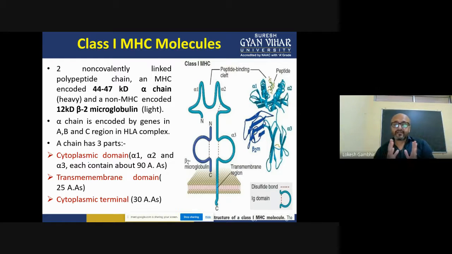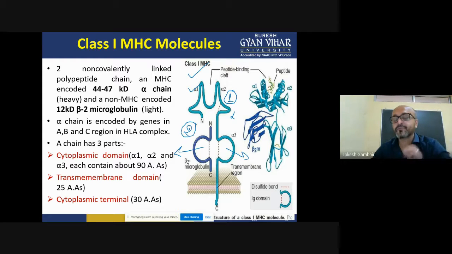Let us now talk specifically about the structure of the class 1 MHC molecule. Class 1. So you see, this is how the class 1 molecule is represented. There is one chain, and the second chain is here. The first chain is called the alpha chain, which contains three domains, alpha 1, 2, and 3. Now this is a glycoprotein chain. This is also a glycoprotein chain. This is also a glycoprotein chain.